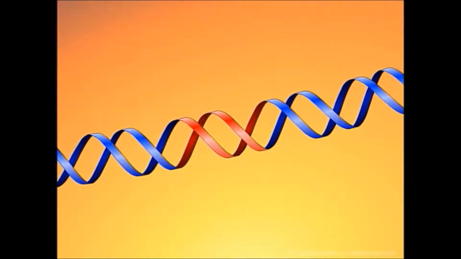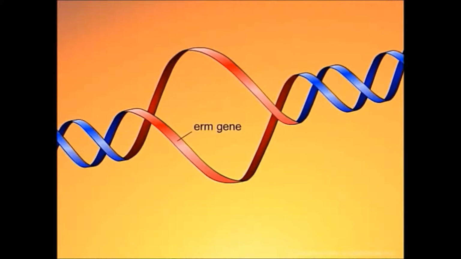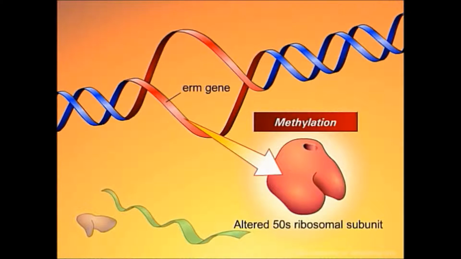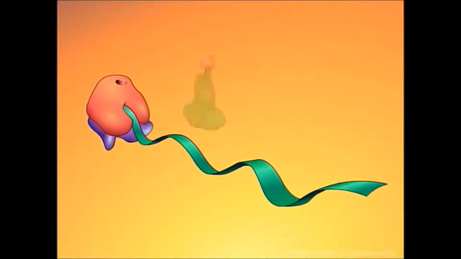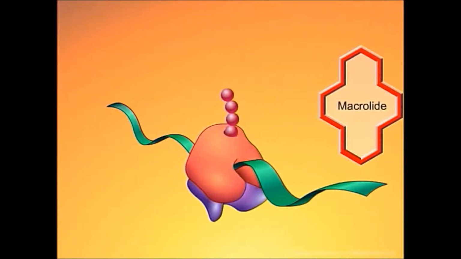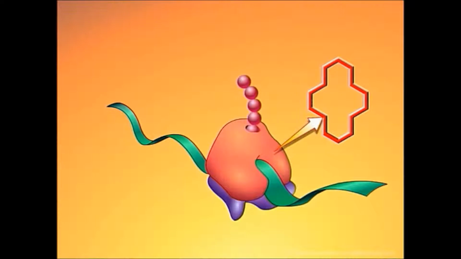This altered 50S subunit results in decreased binding affinity for macrolides and other antibiotics such as lincosamides and streptogramin type B. This pattern of resistance is referred to as the MLS phenotype. Because the macrolide antibiotic is unable to bind to the 50S ribosomal subunit, it is unable to inhibit protein synthesis, and thus the bacteria itself is not harmed, continuing to produce polypeptide chains of amino acids.